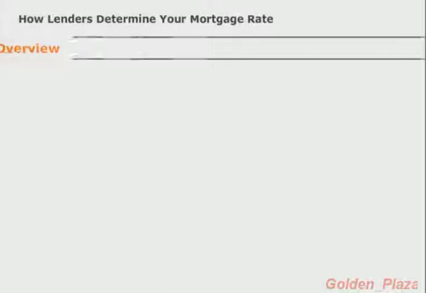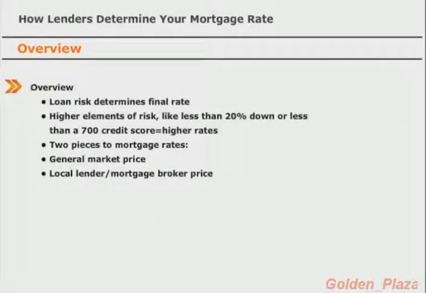Let's switch gears now and talk about home loans and the process to get them. This module discusses how your local lender or bank determines your home loan rate. With all loans, the risk of the loan determines the final rate. Every time someone adds a higher element of risk to their loan, like putting down less than 20% or not having at least a 700 credit score, lenders charge higher rates, just like health insurance companies charge higher premiums for clients in poor health. There are really two pieces to mortgage rates.